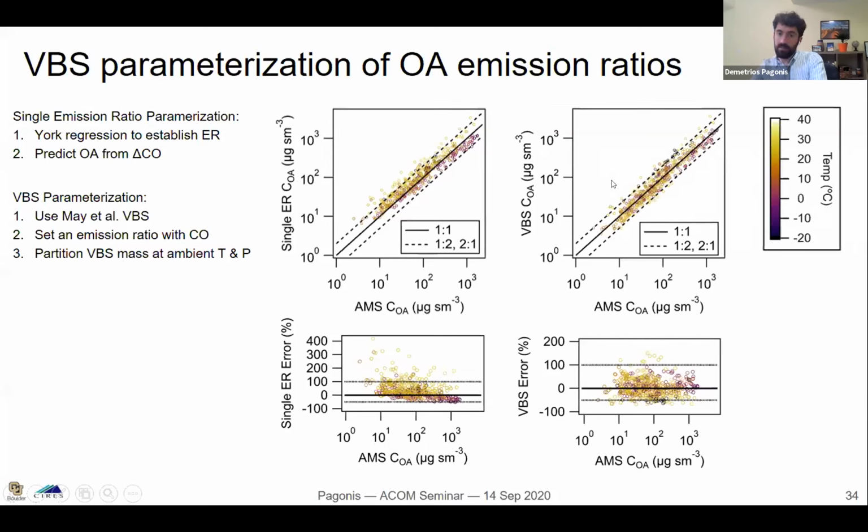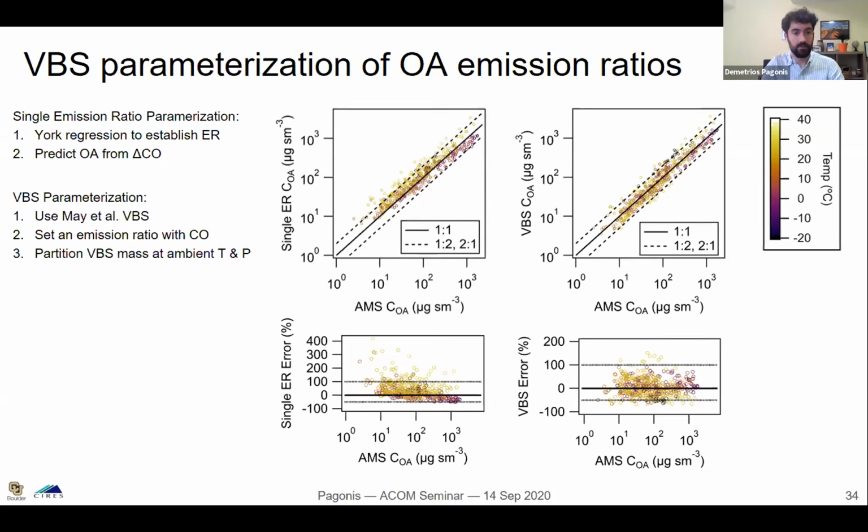So when we do this, I'll point out a couple of things. First is that we've tightened up the agreement here and brought a lot more of our transects within a factor of 2. And second, we've eliminated both the temperature and the OA concentration bias that we were seeing when you use a single emission ratio for OA directly. And so we think this holds a lot of promise for helping predict OA concentrations downwind of fires.